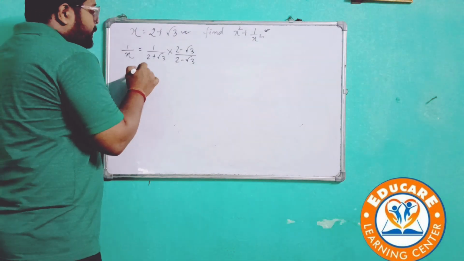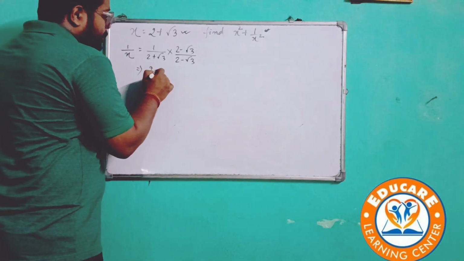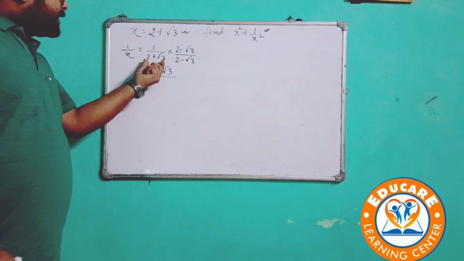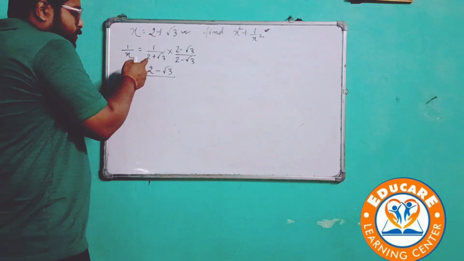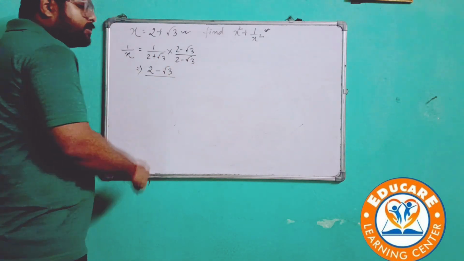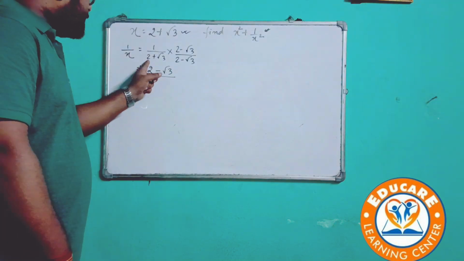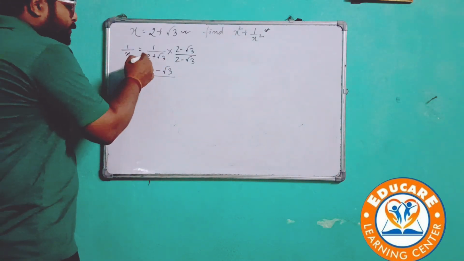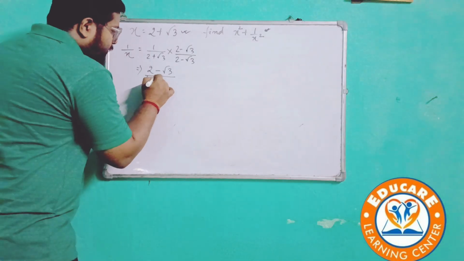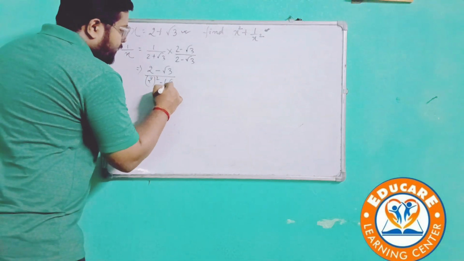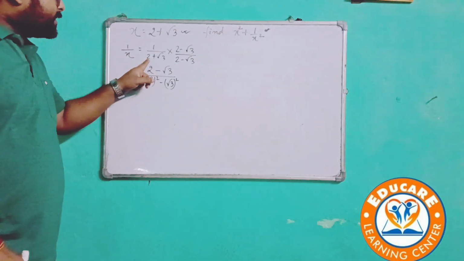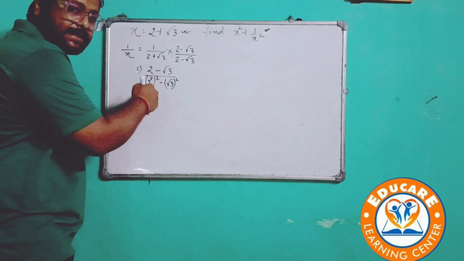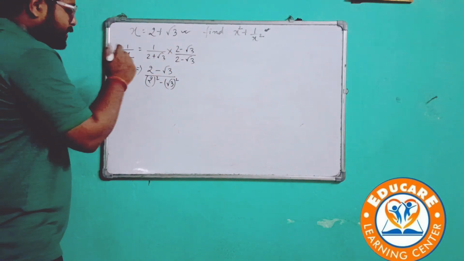Now it's very simple. 1 into 2 is 2, minus sign, 1 into root 3 is root 3, by. If we look at the denominators, this is 2 plus root 3 and this is 2 minus root 3. We can use the formula a plus b and a minus b, which gives us a square minus b square. So what we need to do? Square the first number and square the second number and put a minus sign, because the a square minus b square formula is being used.